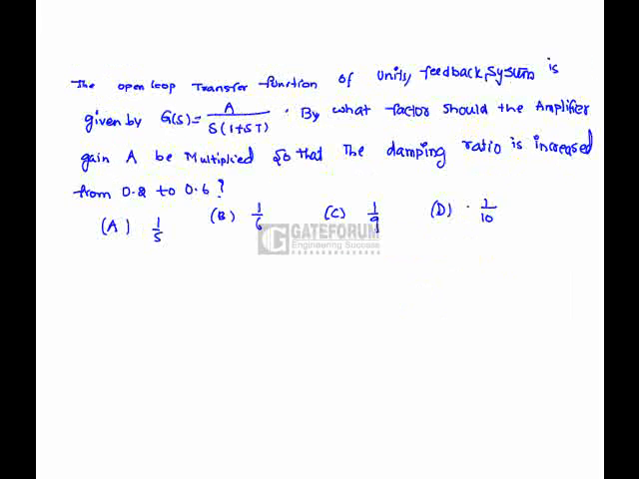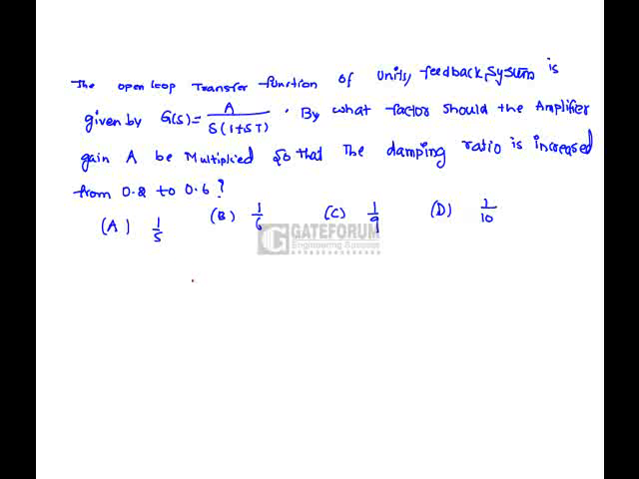The open loop transfer function of a unity feedback system is given by G of s equals A over s into 1 plus sT. By what factor should the amplifier gain A be multiplied so that the damping ratio is increased from 0.2 to 0.6?